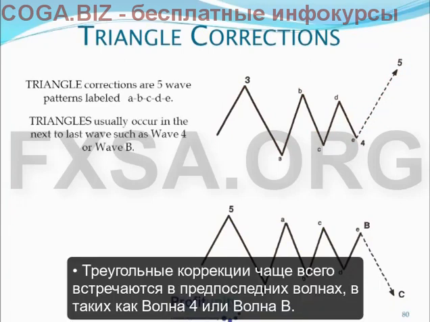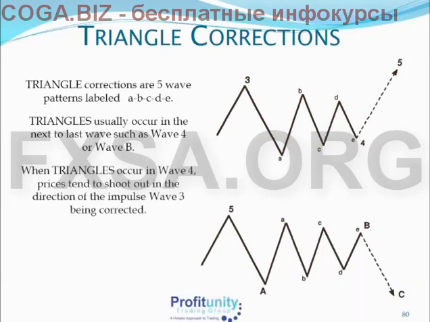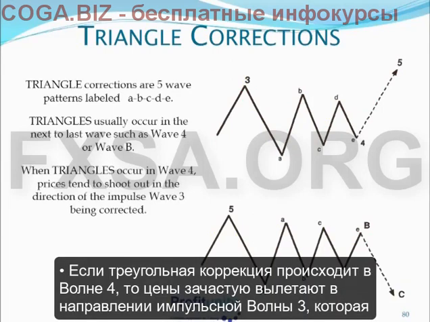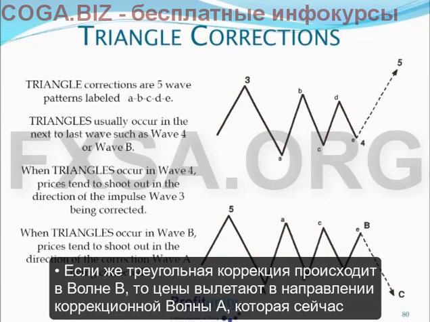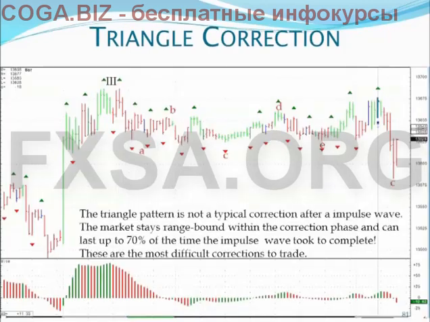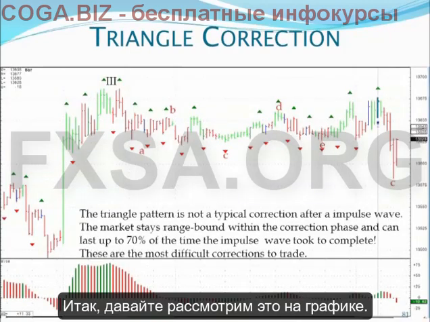Triangles usually occur in the next to last wave, such as wave 4 or the B wave. When triangles occur in wave 4, prices tend to shoot out in the direction of the impulse wave 3 being corrected. And when triangles occur in B wave, prices tend to shoot out in the direction of the correction wave A being corrected. Okay, now we're going to take a look at this on the chart.